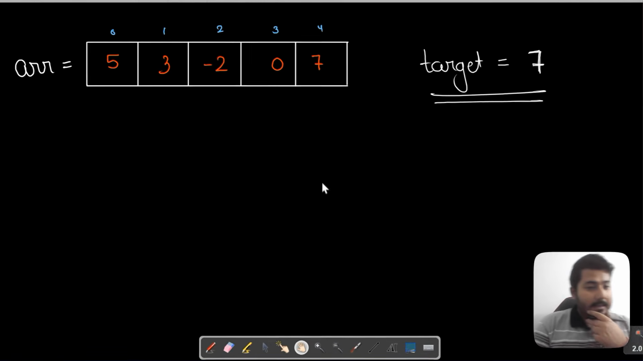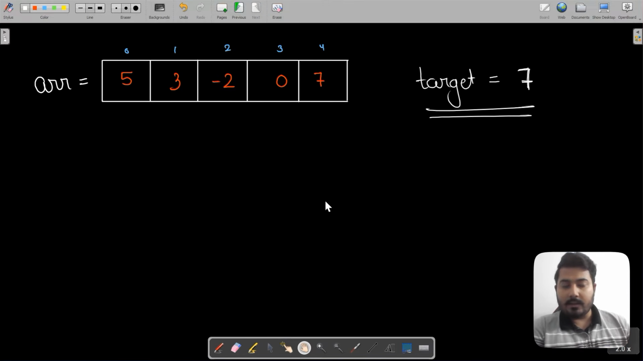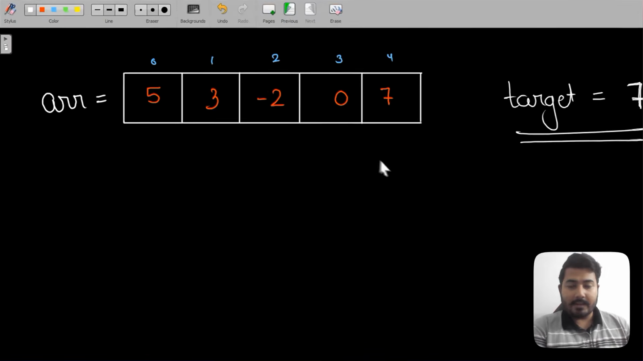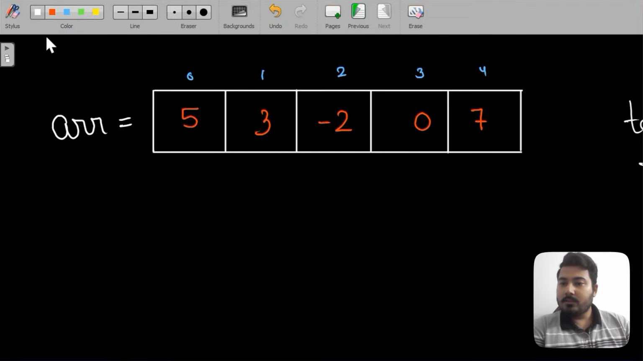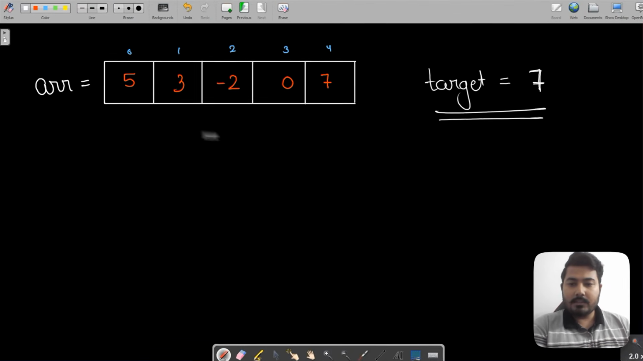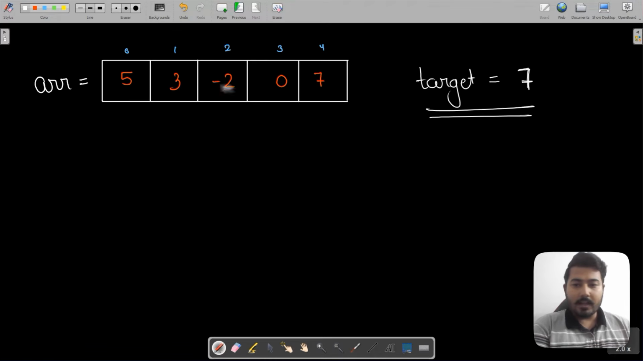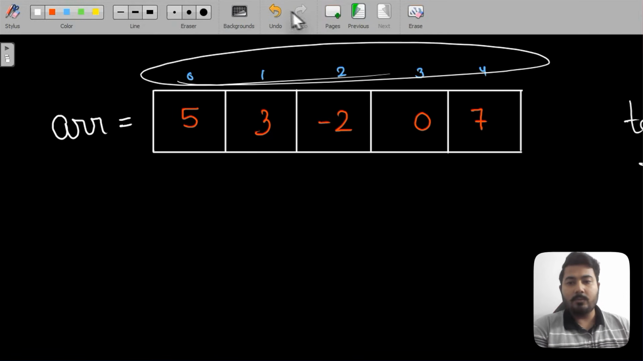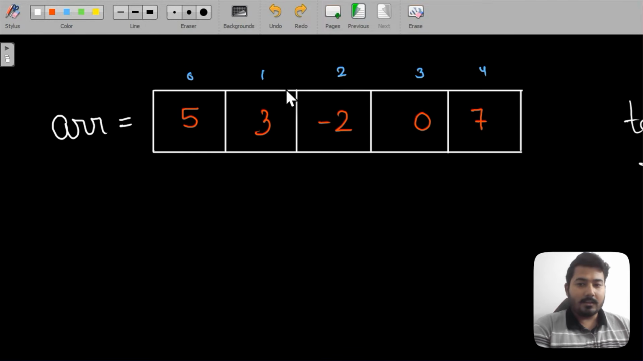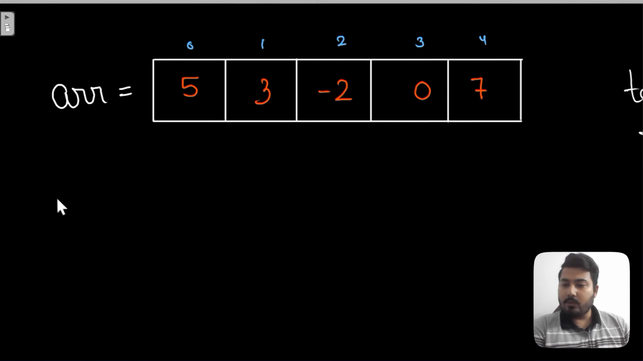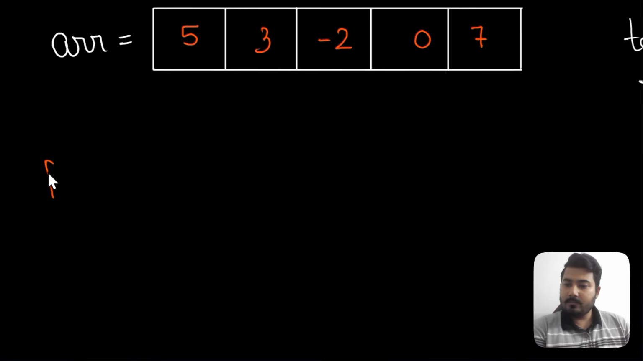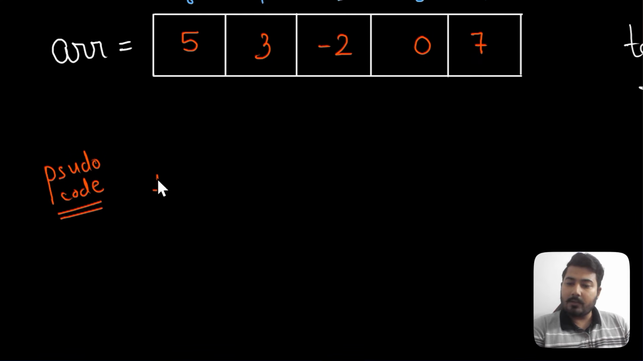Now, let me just tell you how you will do the dry run of any question when you are practicing something. Let's just say this is the input you have, the target and the array, and you have assumed these are the indexes in your array. Write down the pseudocode first of all. You think about it. What is the first step that you have in your pseudocode?